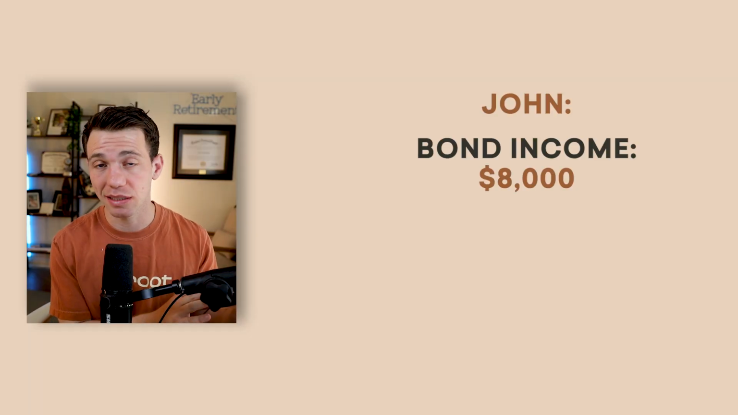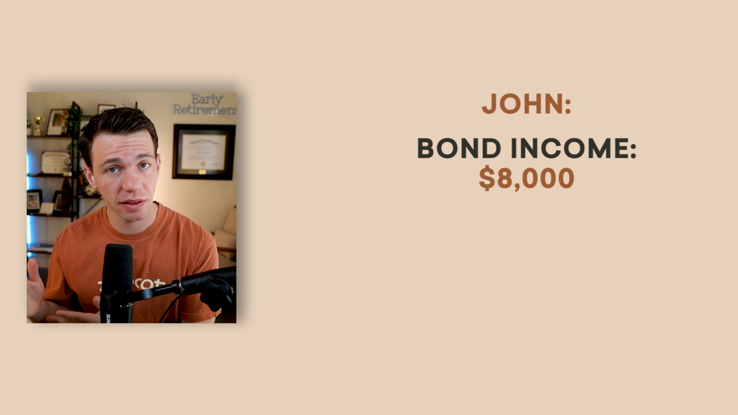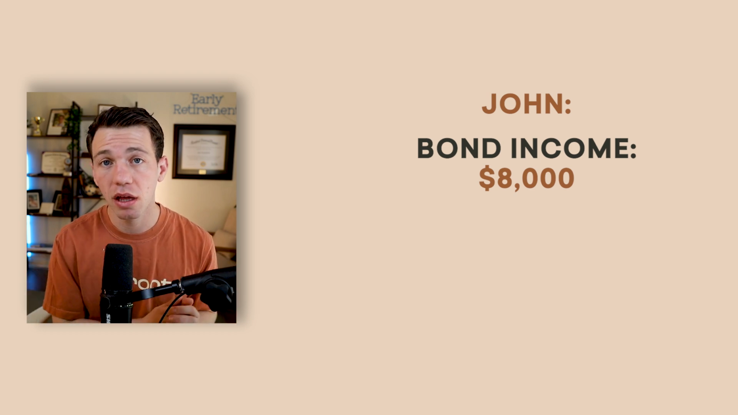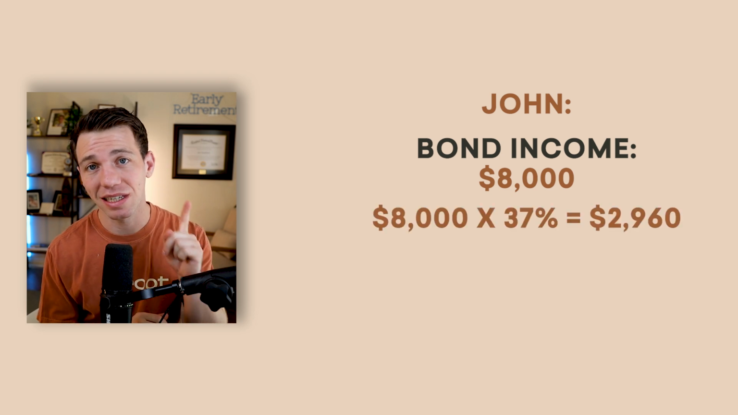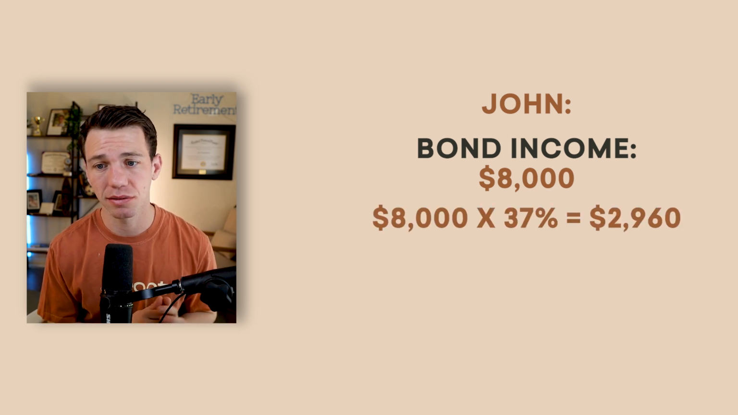Now let's take bond income. Let's assume that brought in $8,000 for the year. Well, once again, highest tax bracket. You don't pay capital gains on that. You pay ordinary income. I'm going to assume you're in the highest bracket, so 37%. That's $2,960.